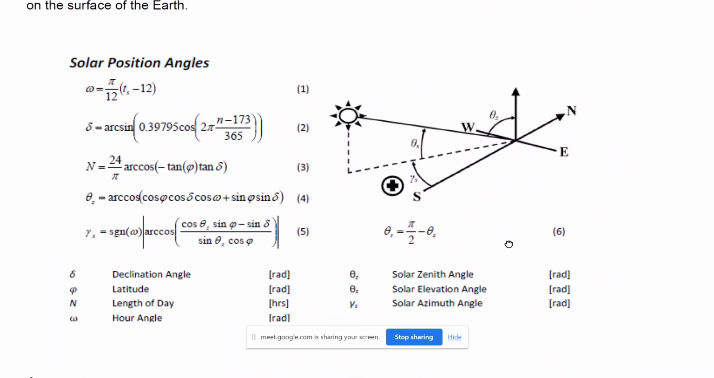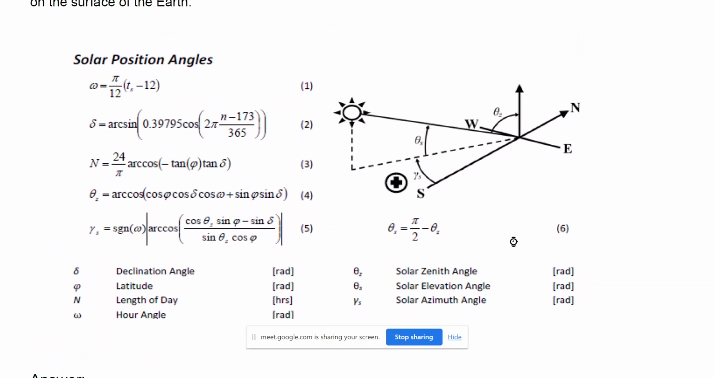In order to summarize, I have also added this picture from one of our textbooks, which clearly shows the relation between theta z, theta s and gamma s. This is the northern hemisphere, this is the southern hemisphere, this is eastern, this is western. You can see the sun is here. If you make a perpendicular line from here, then this is your theta s, which is the elevation angle. Gamma s is the azimuthal angle, and theta z is the zenith angle.